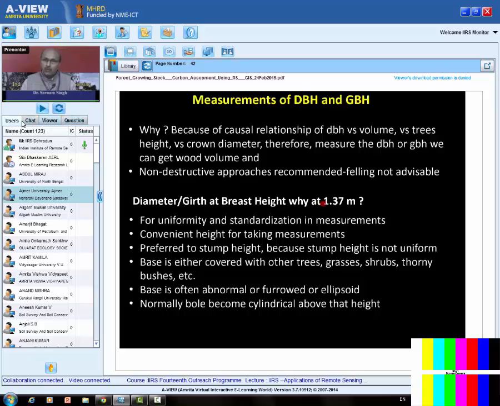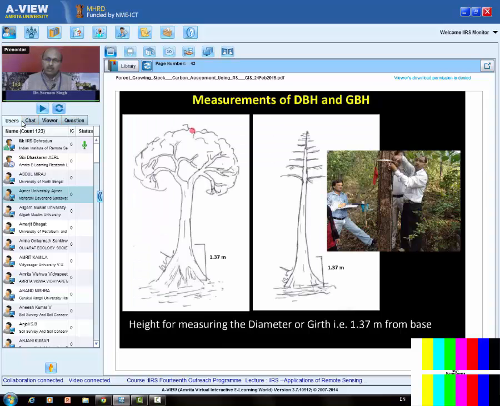So now the question comes, why at 1.37 meters? Because that is the standard height which has been found, where the trees become more or less cylindrical. The buttresses and the branching pattern are avoided, so that is the ideal height recommended for sample plots. You can see in this example on the left side, this is a tree and you have buttresses here, so you can't take it there. When it becomes cylindrically uniform, we take the height, that's 1.37 meter. This is a conifer, we can take the measurements like this.